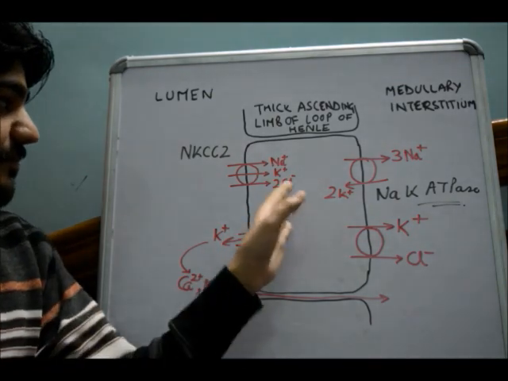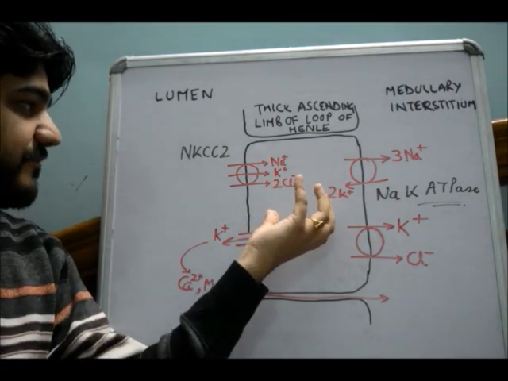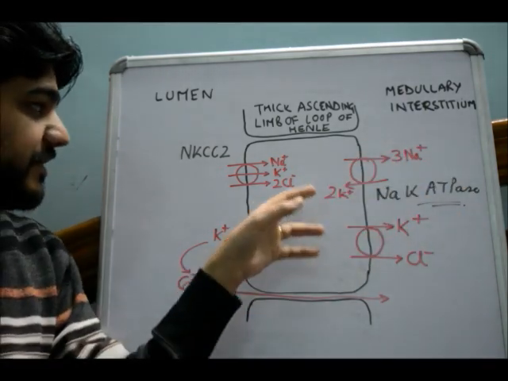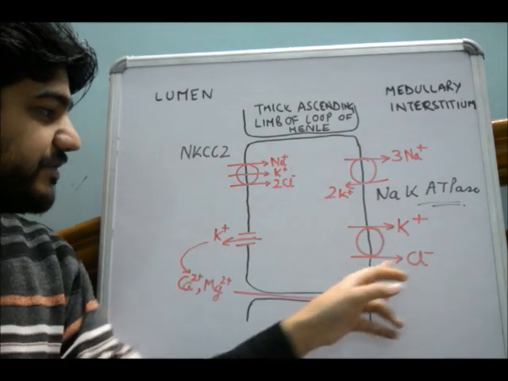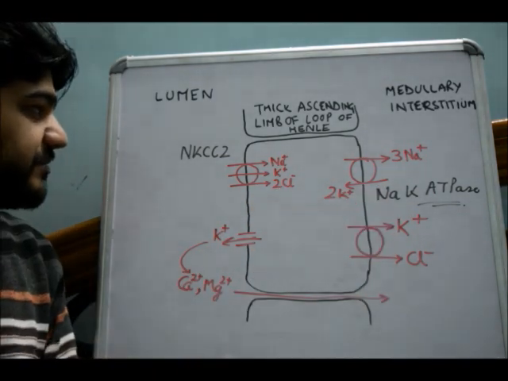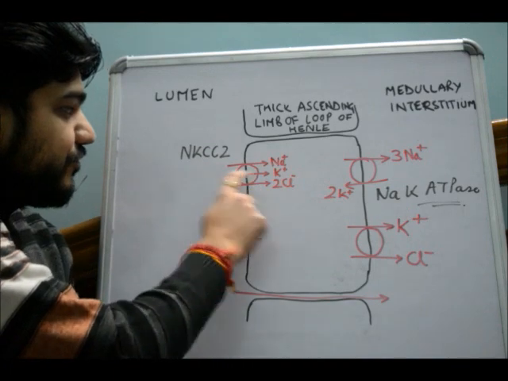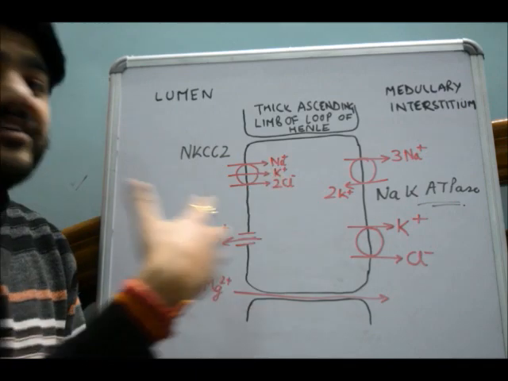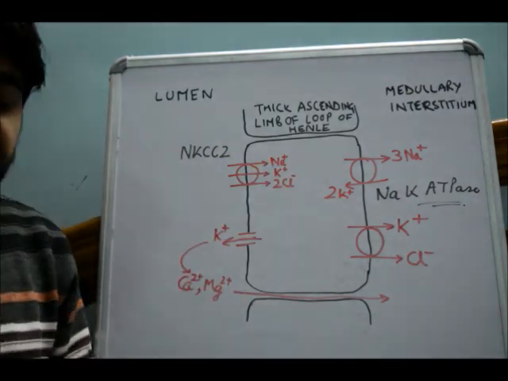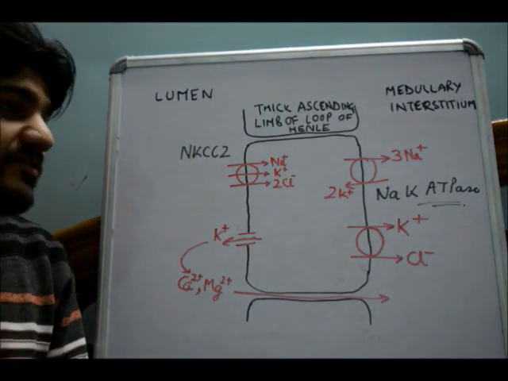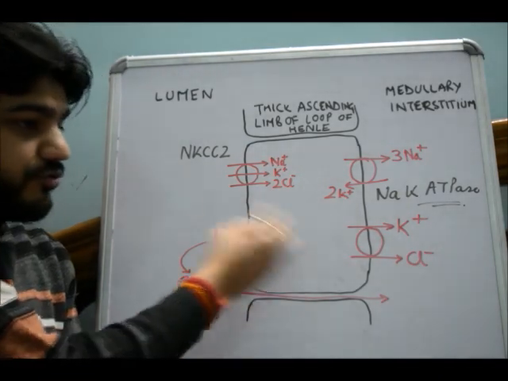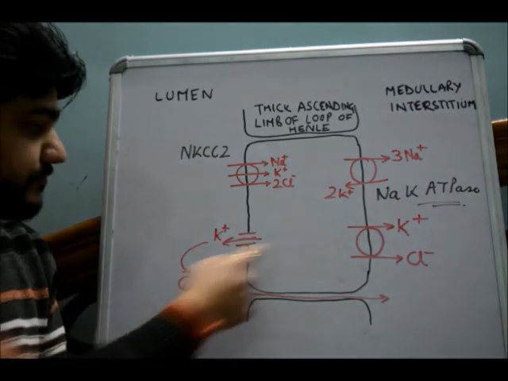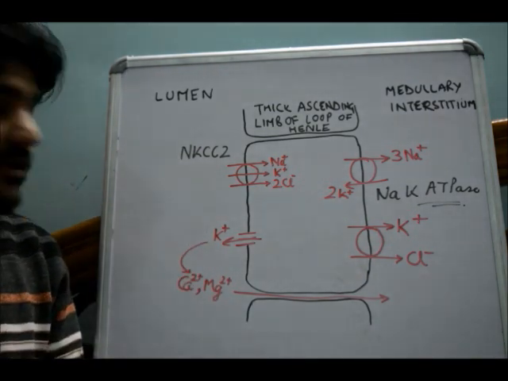Now what happens inside this cell: sodium will be pumped out. Chloride and potassium also go out, but potassium is entering by two ways, one from the lumen, and another from the medullary interstitium. So there is excess of potassium inside the tubular cell, and there are some leak channels present which open into the luminal side, which allow potassium to move out into the lumen again.